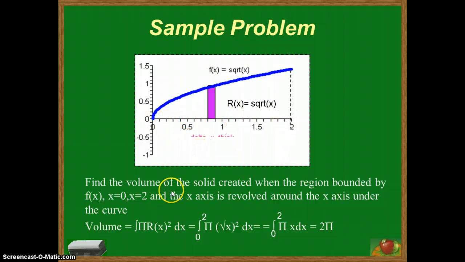So to find this volume, I'm going to integrate pi r squared, or pi r of x squared, from 0 to 2. Don't forget we have to square that square root of x. That becomes x. And when I do that, I get the volume is 2 pi. Pretty cool.